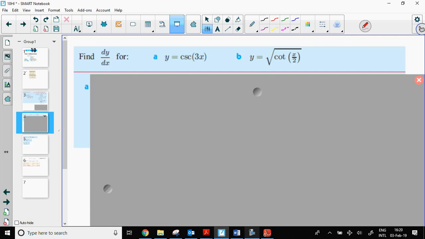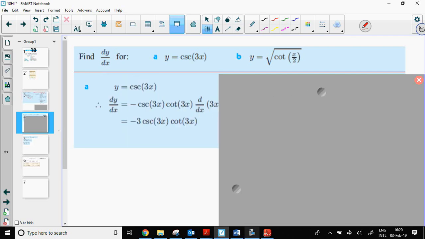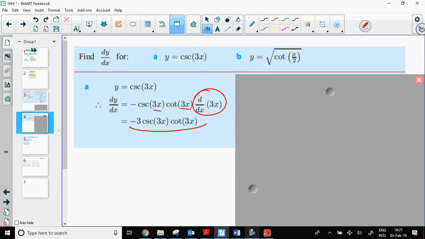So here, cosecant of 3x, that's pretty easy. We're just going to use the chain rule here, right? Derivative of cosecant is negative cosecant times cotangent. And we're going to fill in 3x for both of those, and then we just multiply by whatever the derivative of 3x is, which is going to be 3. Final answer.